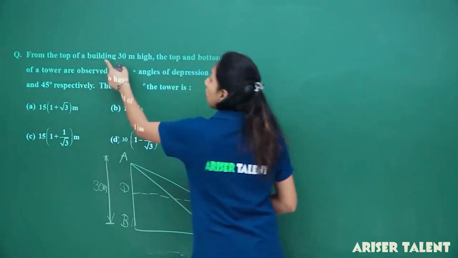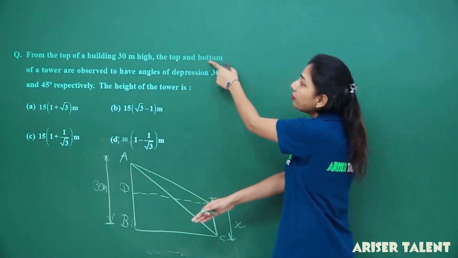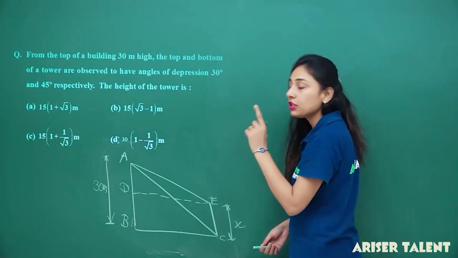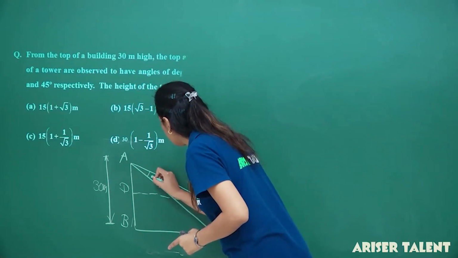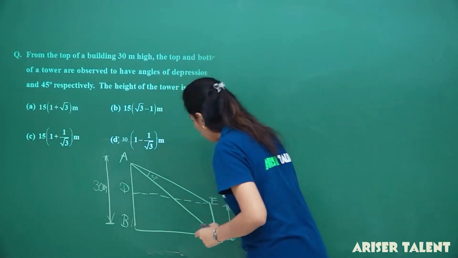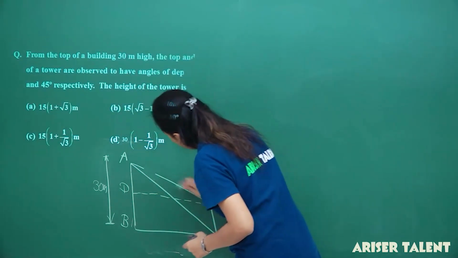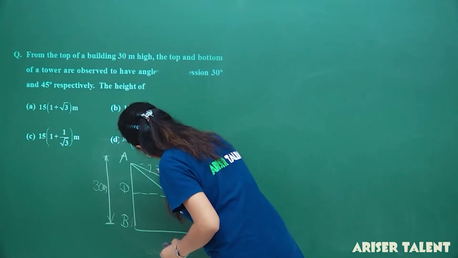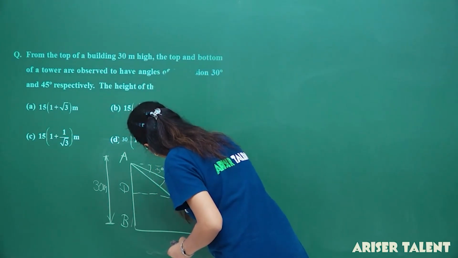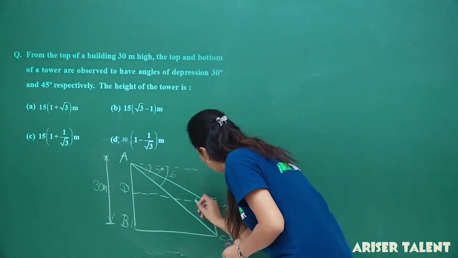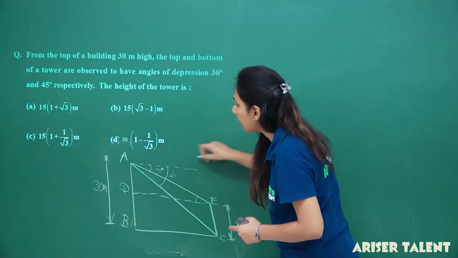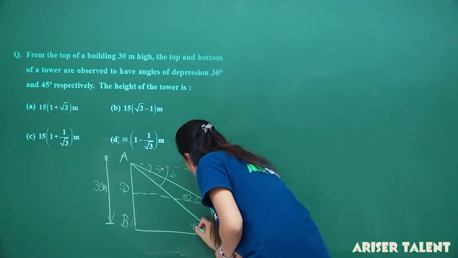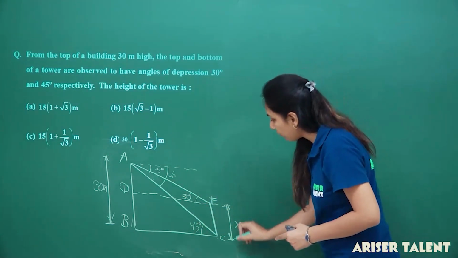The question says: from the top of a building 30 meters high, the top and bottom of a tower are observed to have angles of depression 30 degrees. So the angle of depression is 30 degrees for the top. It will be measured from the line of origin, the horizontal line. So that will be 30 degrees and that will be 45 degrees. What will we conclude? Because this line is parallel to the line of origin, this will be 30 degrees and this will be 45 degrees, students.